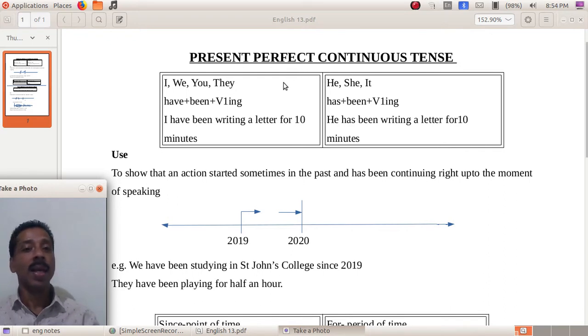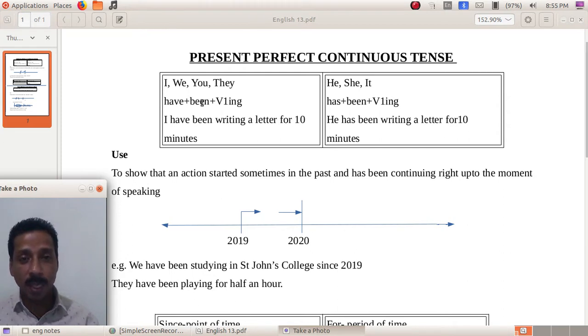should be there. That is, if you look at this table, you can see that if the pronouns are I, we, you and they, have plus been plus V1 ing. Have shows that it is present perfect. Been, this be form, shows that it is continuous.